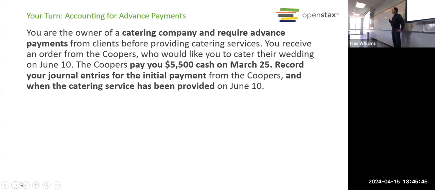For the first journal entry, when we got paid by the Coopers, what would we debit? What would we credit? Remember, it's a catering service, and we're getting paid up front, before we've done any catering. So what would we debit? The cash. We got paid, we debit cash. What would we credit?